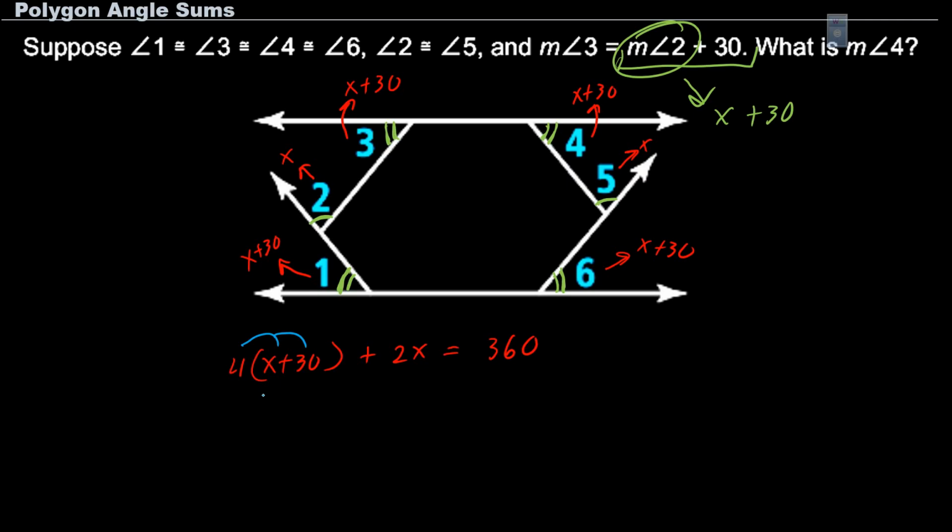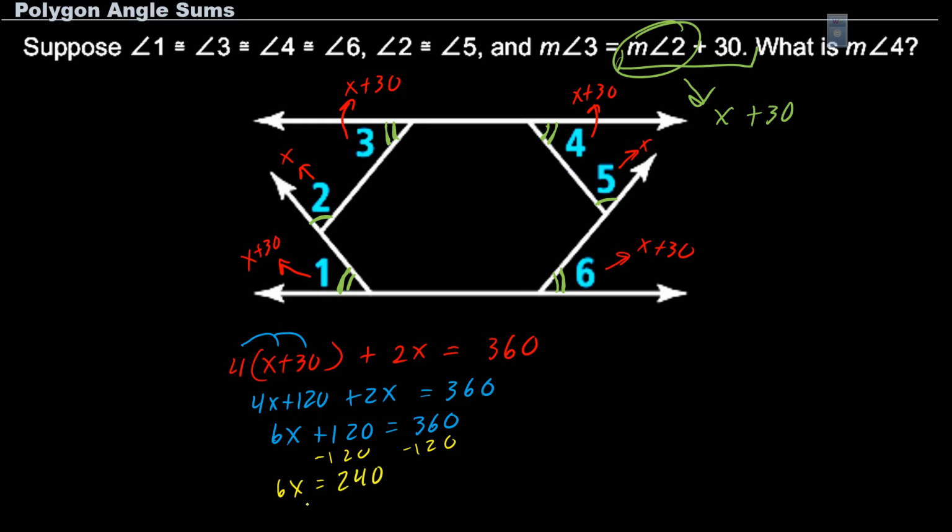So if we distribute that, 4x plus 120 plus 2x is equal to 360. 6x plus 120 is equal to 360. If we subtract 120, 6x is equal to 240. And then if we divide out the 6, x is going to be equal to 40.